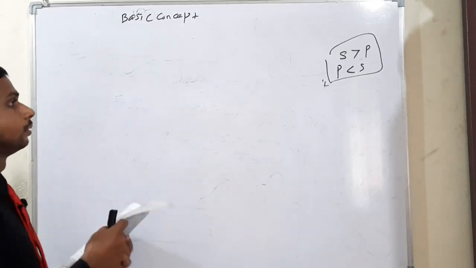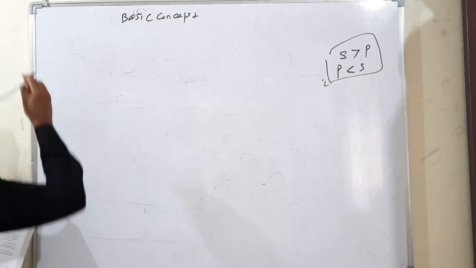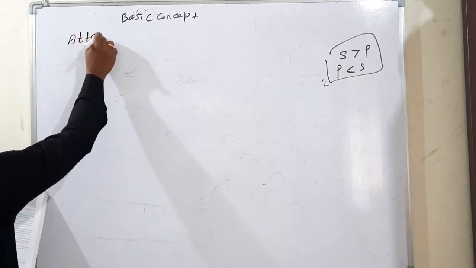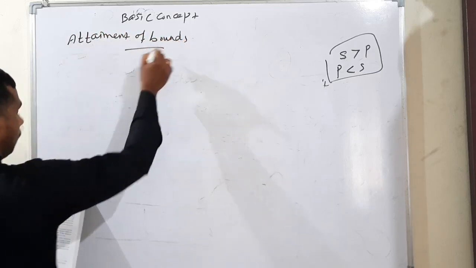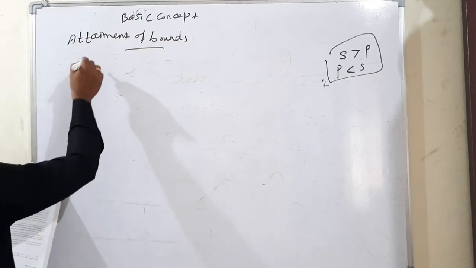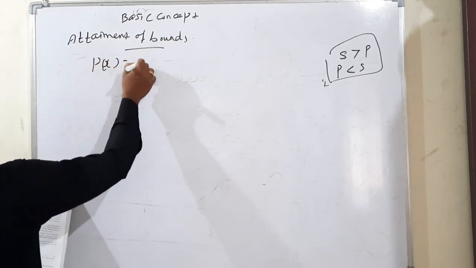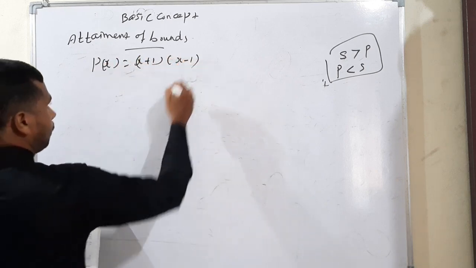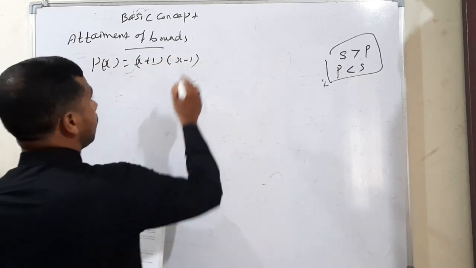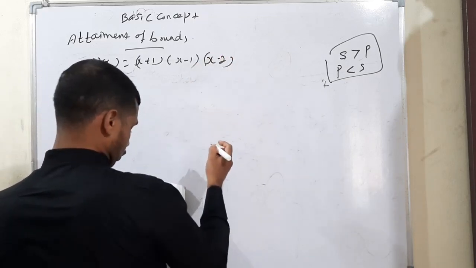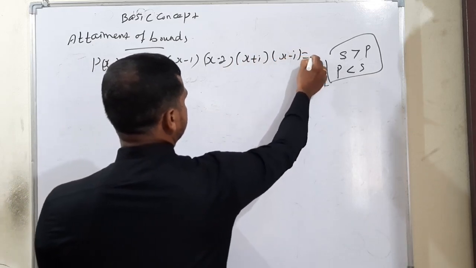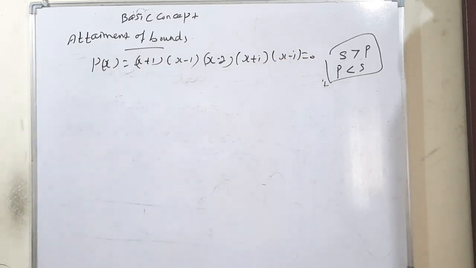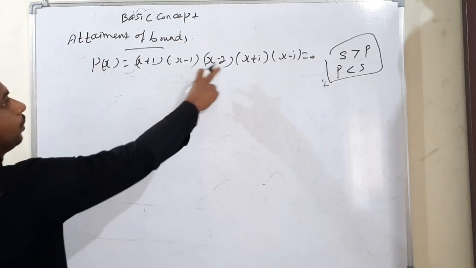Attainment of bounds. Given p of x is equal to (x plus 1) into (x minus 1), then (x minus 2), then (x plus i) into (x minus i), the whole equal to 0. So each and every factor equal to 0 means what will happen?